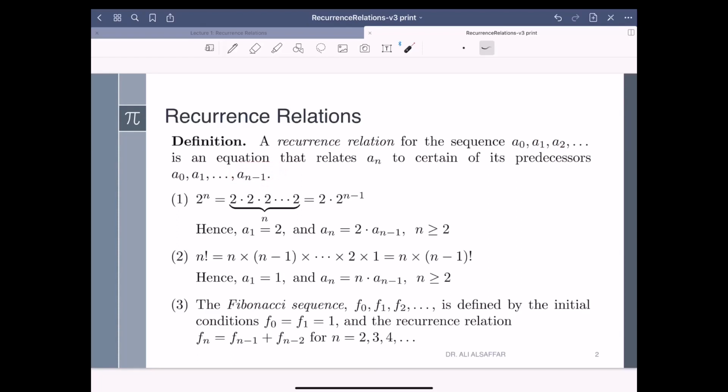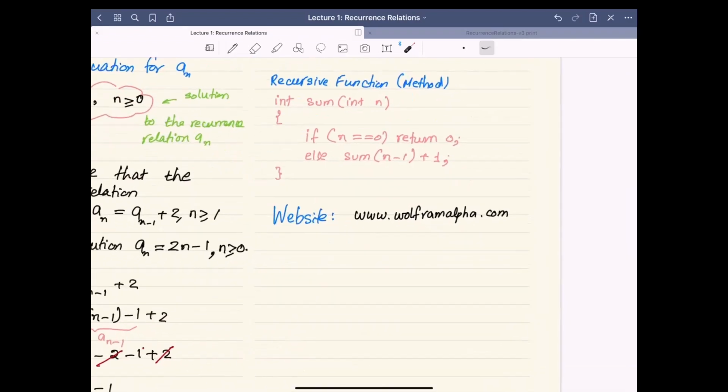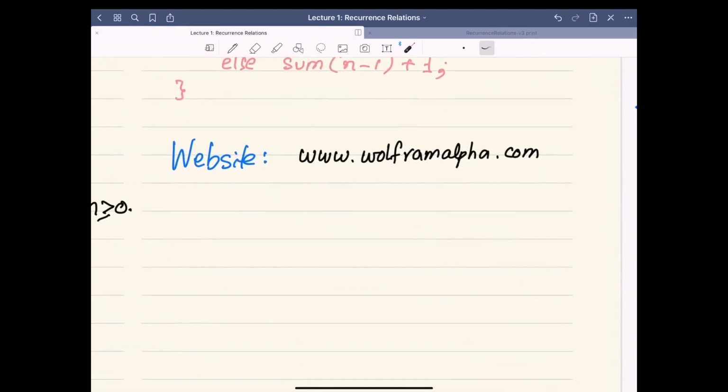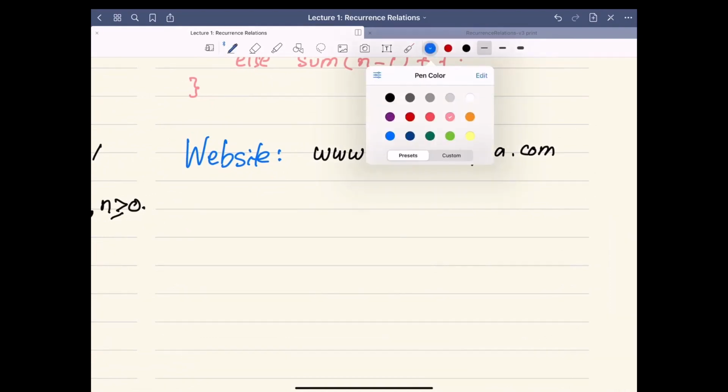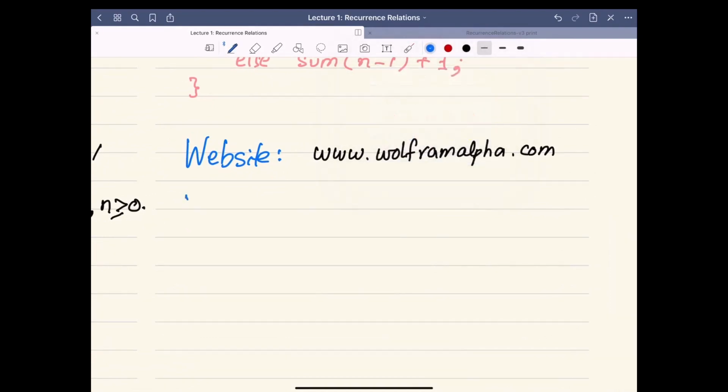Here are some examples of functions that we can describe recursively. Let me go over them quickly. Our first example will be the power of 2. In the first one, we have an, and I'm going to say an is equal to 2^n, okay?